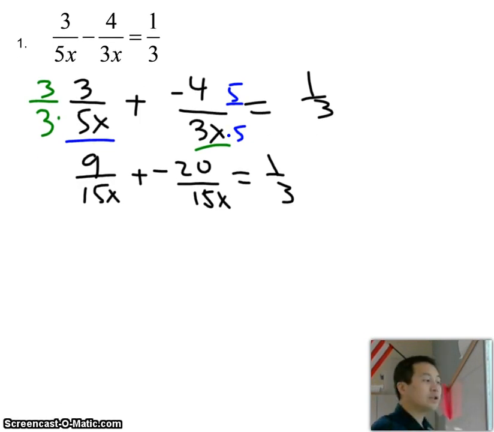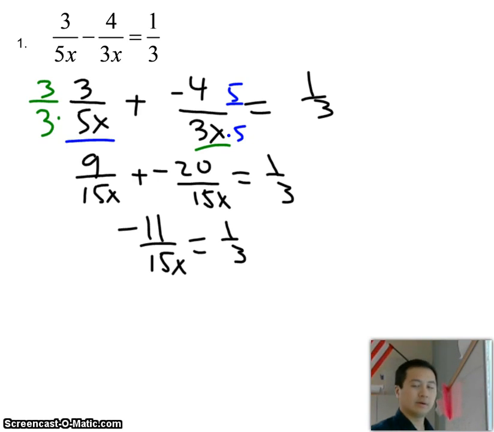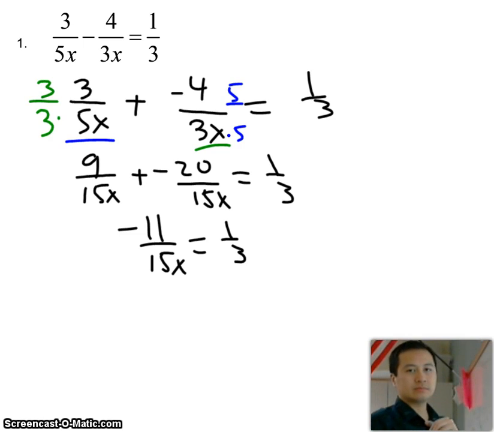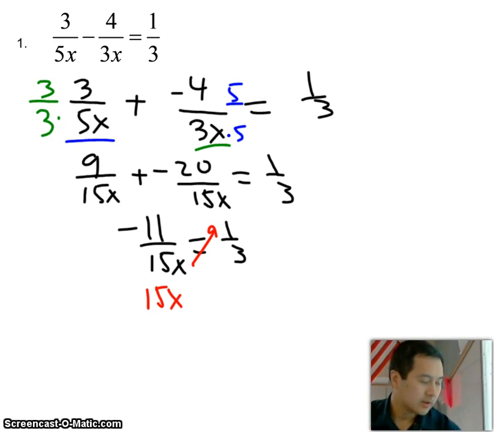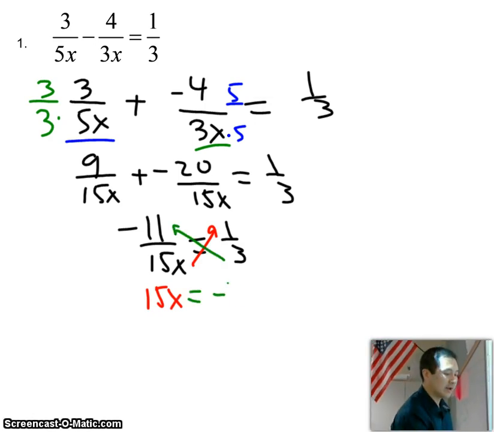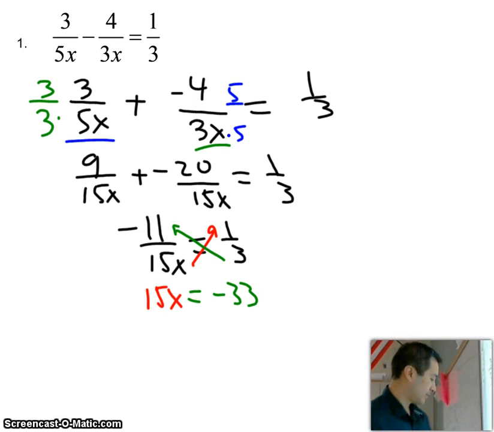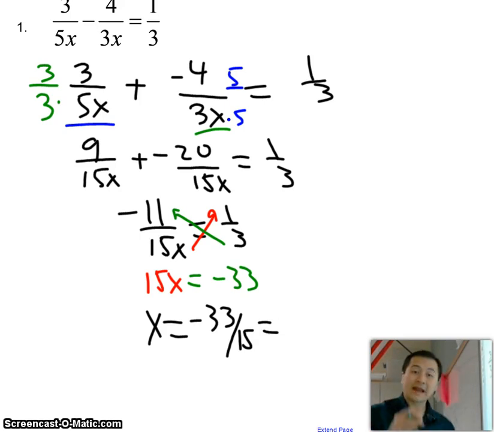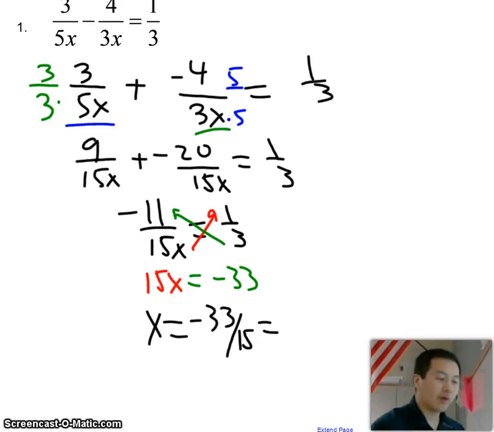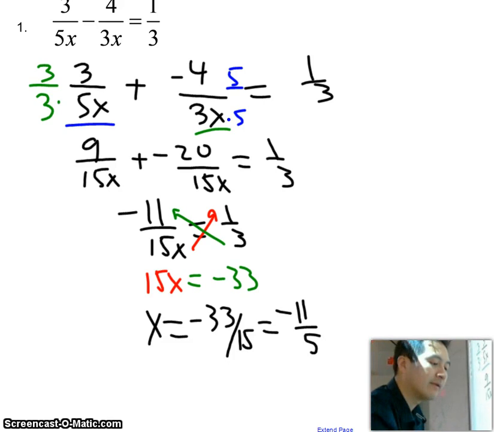Denominator is the same. I could add the numerators. That becomes a negative 11 over 15x equals 1 over 3. Now I have a fraction equals a fraction. Now I could cross multiply. Multiply across, that becomes 15x equals, multiply across, that becomes negative 33. Divide by 15, x equals negative 33 over 15. Wait, can I reduce that? Yes, 3 goes into both, that becomes negative 11 over 5.